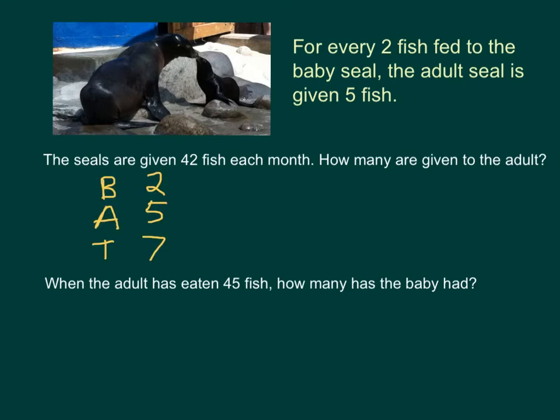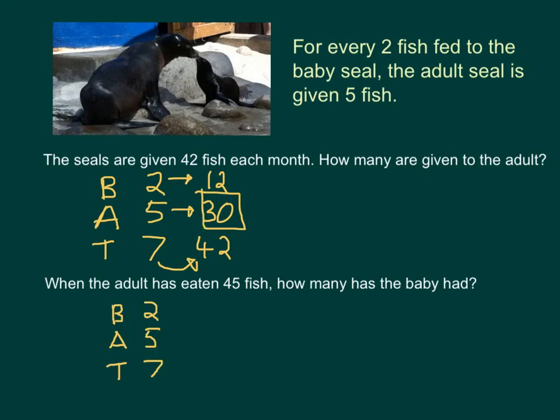First of all, I'll lay all the information out. 2 for the baby, 5 for the adult, total of 7. Then, I'll add in the extra information, the 42 that we were given. 42 fish in total. Now, I'll just need to know that that is 6 lots of 7. So there must be 6 lots of 5 fed to the adult, 30. There must be 6 lots of 2, 12. And of course that should all add up, which it does. The answer, therefore, is 30, the amount given to the adults.